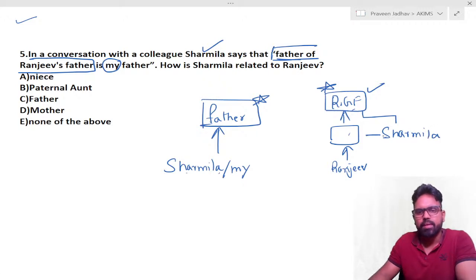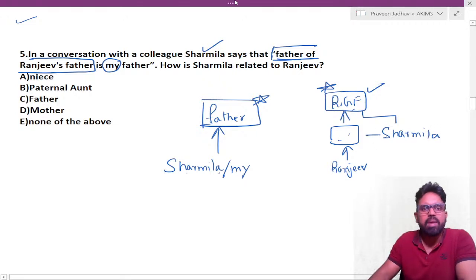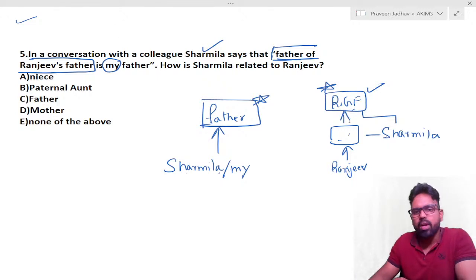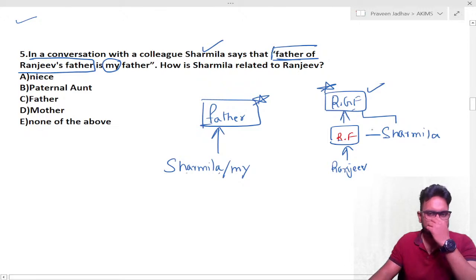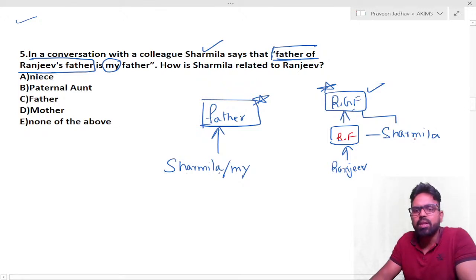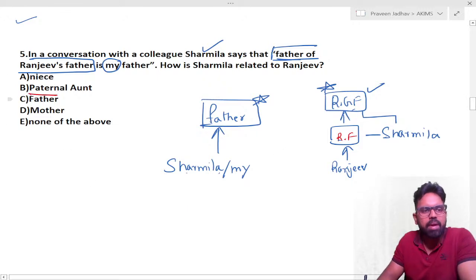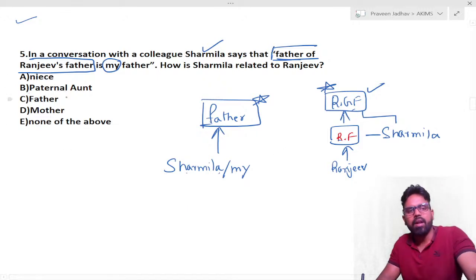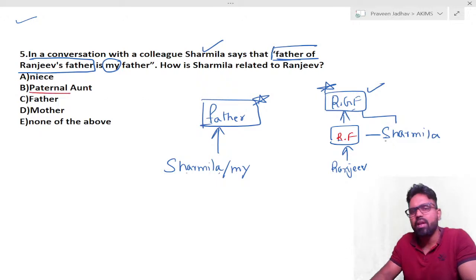So these two will be what? Siblings, right? Ranjiv's father and Sharmila will be siblings, right? Since it is the father's brother or sister, you should definitely have paternal. Okay, paternal. But Sharmila, I do not know if it is male or female.